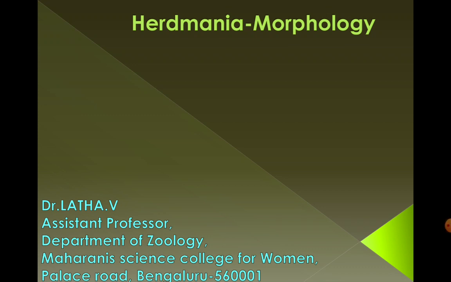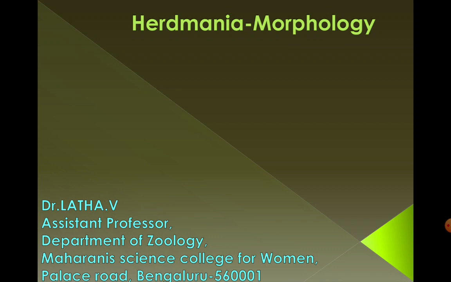Hello dear students, today we will study about the morphology of Herdmania. Herdmania belongs to the subphylum Urochordata and we have already learned what urochordates are. Now these urochordates are the ones which show the presence of notochord in their tail region and hence classified as protochordates or the primitively formed chordates.